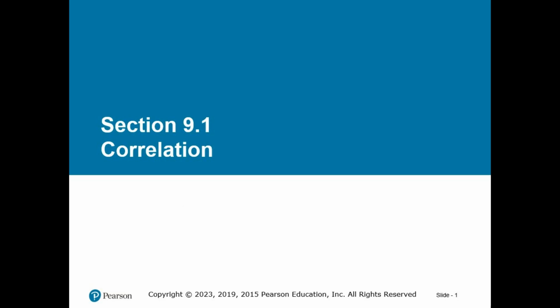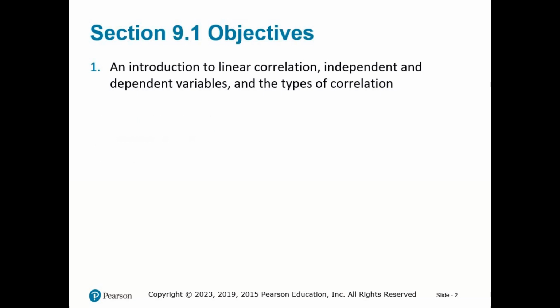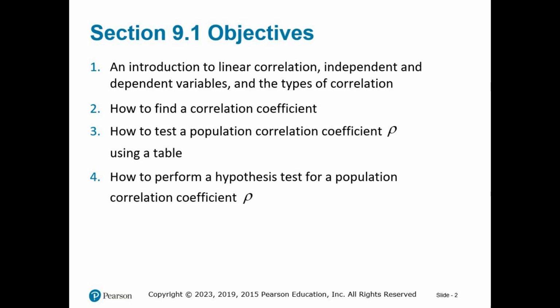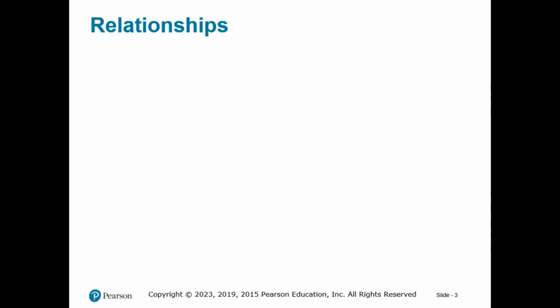We're going to cover quite a bit today. Specifically, we're going to introduce the concept of linear correlation, independent and dependent variables, and the types of correlation. We're going to talk about how to find a correlation coefficient, how to test a population correlation coefficient, rho, using a table, how to perform a hypothesis test for a population correlation coefficient, rho, and how to distinguish between correlation and causation.